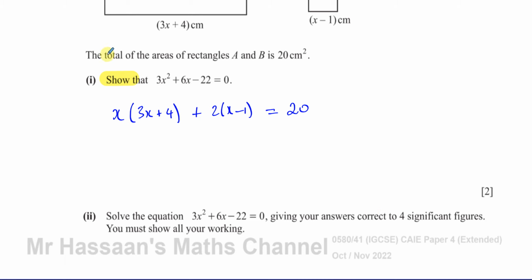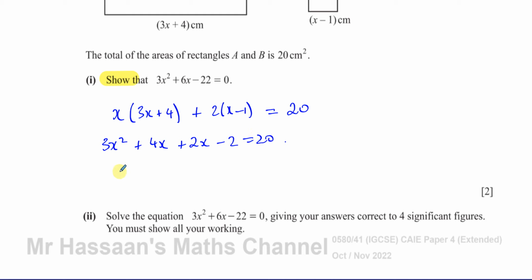Now we have got to show that the equation becomes this. So don't just write that answer down now. What some people will do here, they'll just write 3x squared plus 6x minus 22 equals 0, and they would lose a mark for that, okay? Because one mark is for setting up the equation as we've done now, and the other mark is for simplifying it. So you should at least show that you've expanded the bracket. So you have 3x squared plus 4x plus 2x minus 2 equals 20.